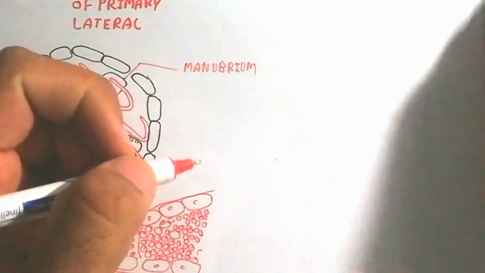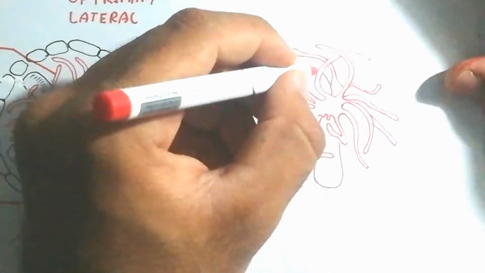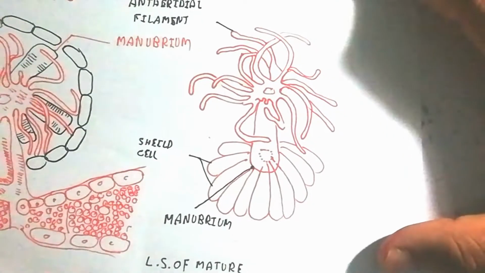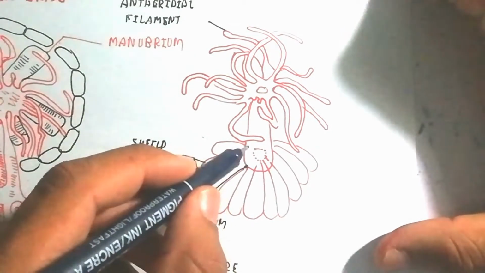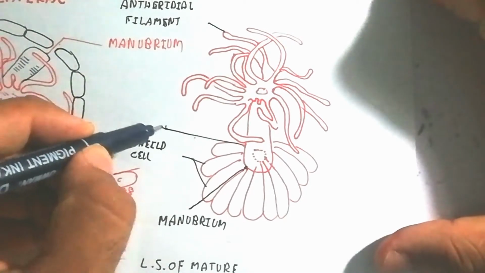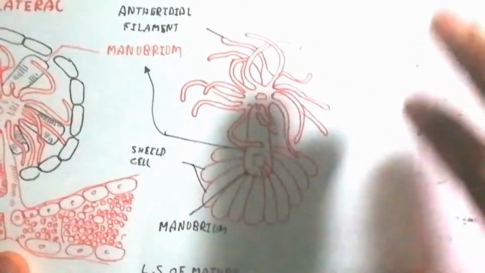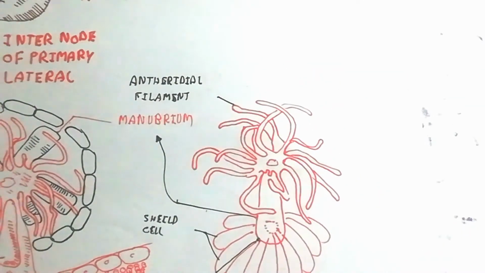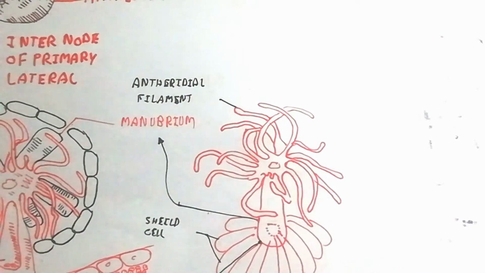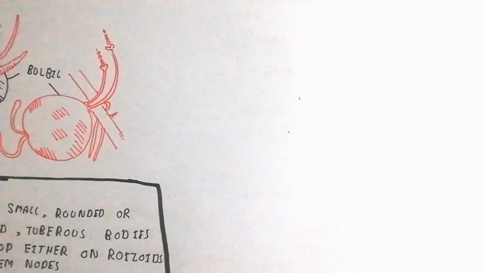You can watch it. Another structure we will talk about is in the B diagram shown in the figure. Here you can see the sheath cell, which is downward, and here is the manubrium. The manubrium is attached with the sheath cell, and the sheath cell and manubrium are attached with the antheridial filament. The manubrium is basically the holder for the antheridial filament in the male reproductive organ.